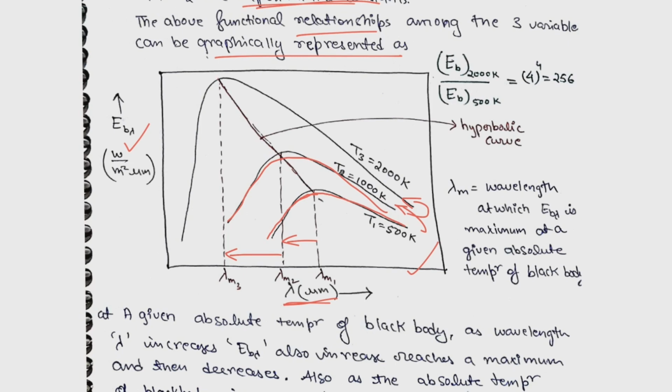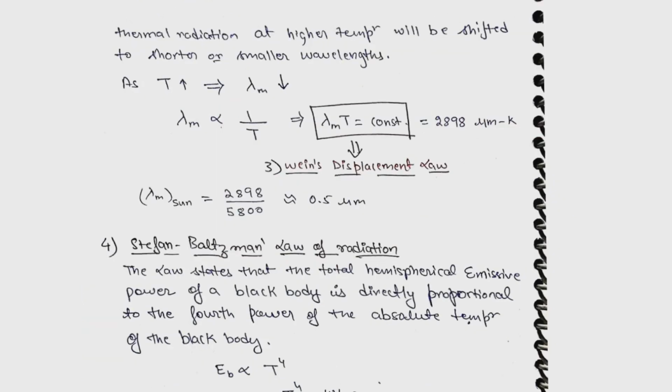If you draw a curve joining the peaks of these curves of different temperatures, you will get a hyperbolic curve. From that observation, that as the temperature increases, the peak shifts towards the smaller wavelengths, Wien gave lambda into T equal to a constant, which is 2898 micrometer Kelvin.